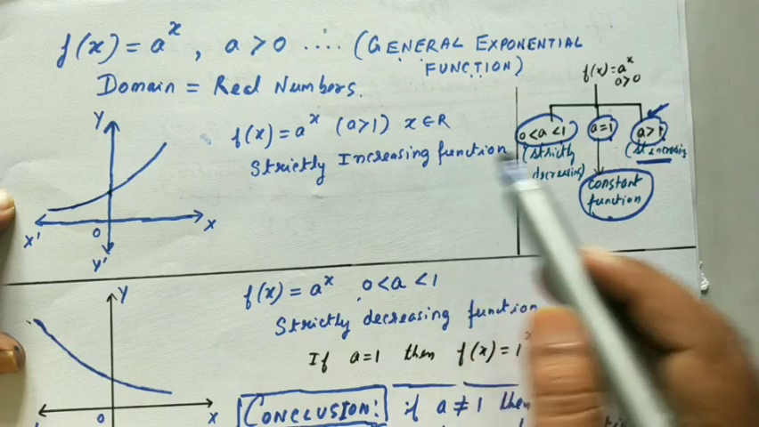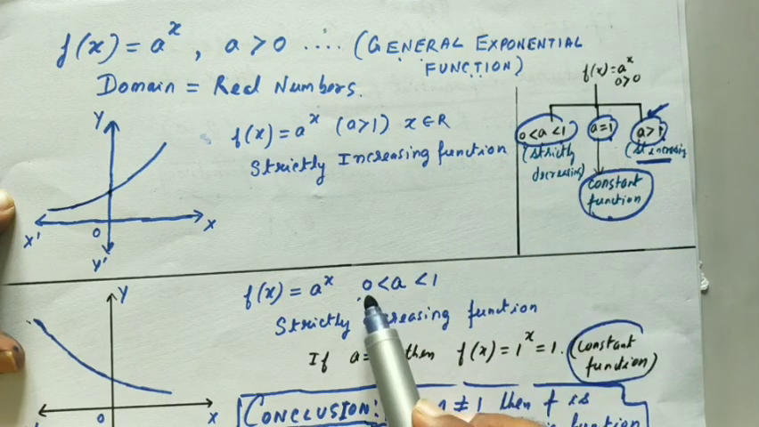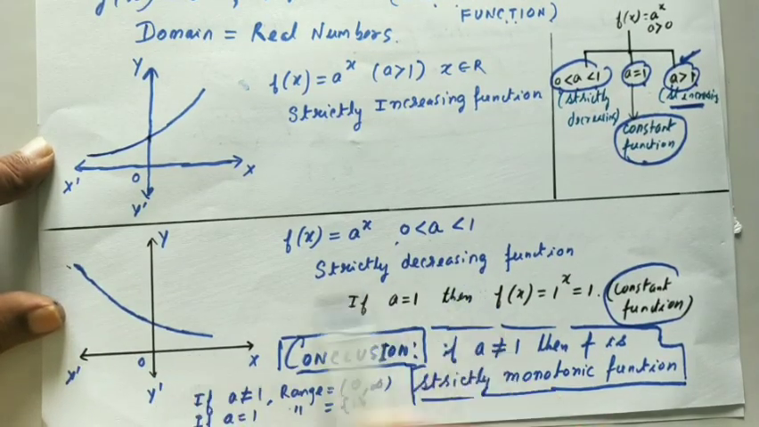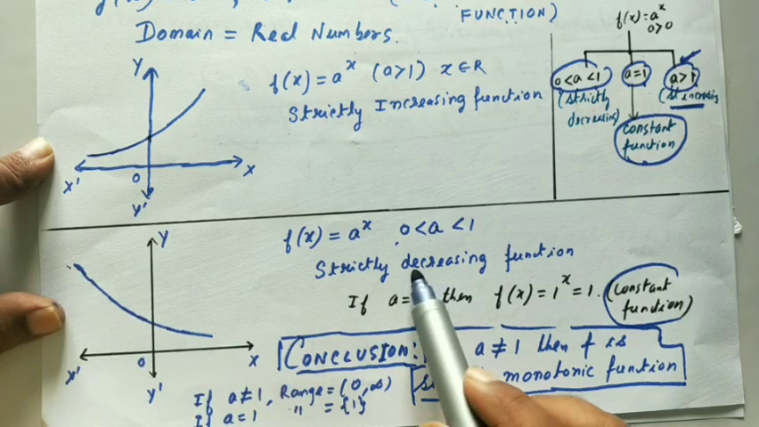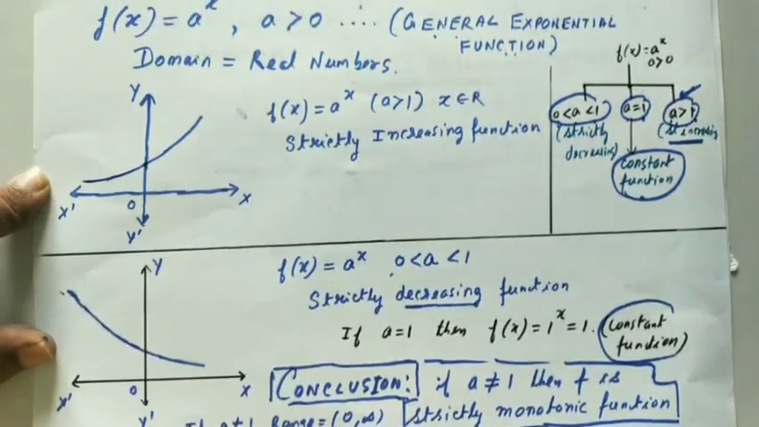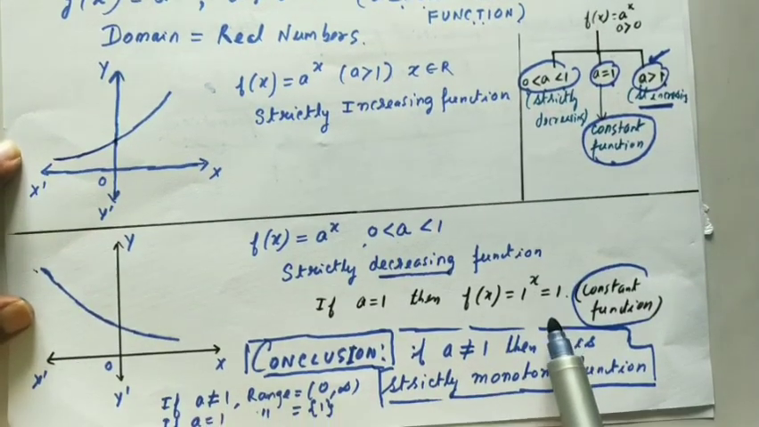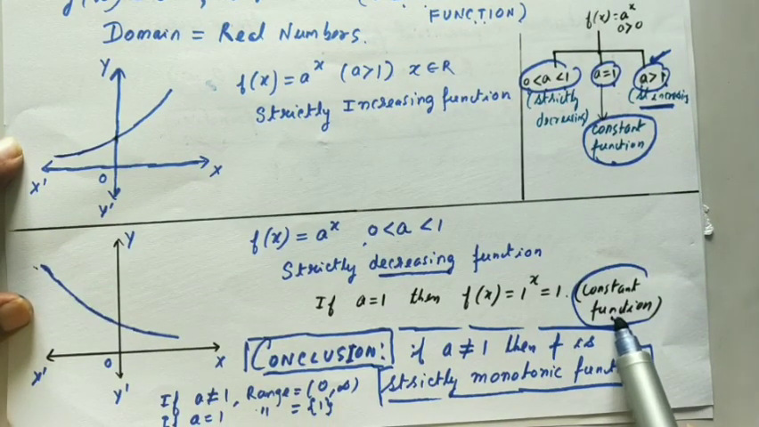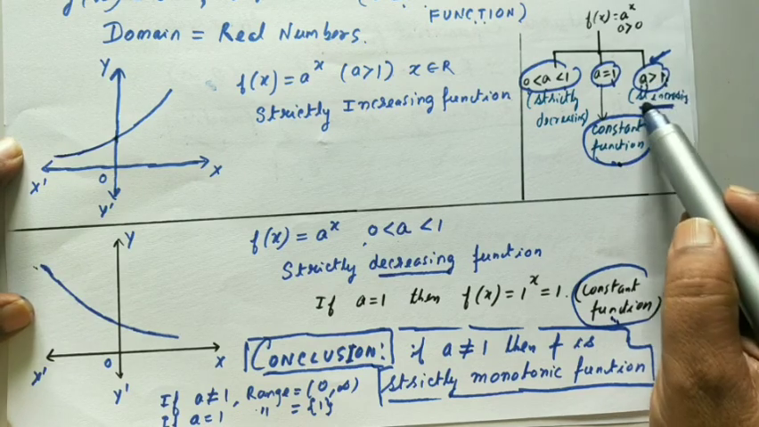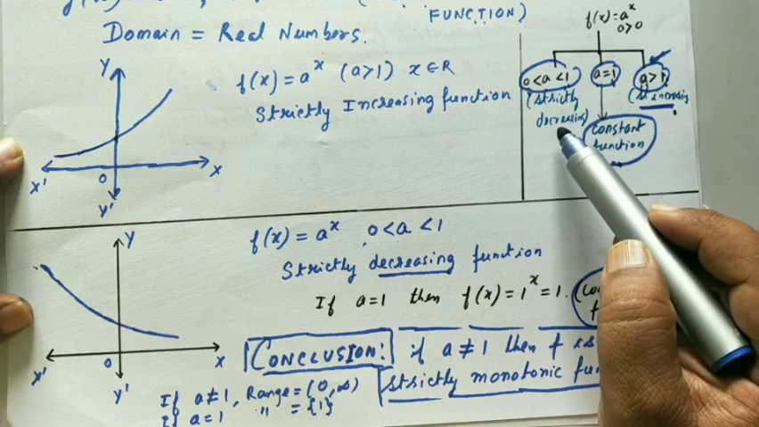Second case, when a is greater than 0 and less than 1. This is the graph. You'll find it a strictly decreasing function. But when a is equal to 1, then f(x) is 1 to the power x, always equal to 1. It's a constant function. A is greater than 1, strictly increasing function. And a is greater than 0, less than 1, strictly decreasing function.